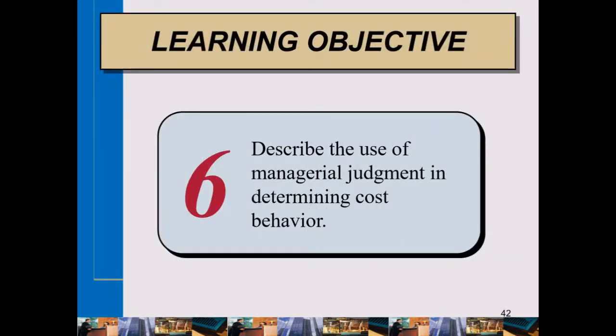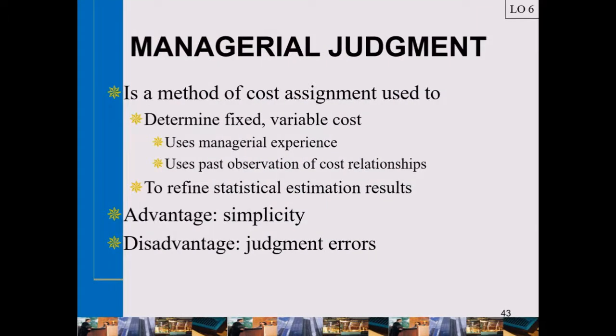Now, the last method of determining cost behavior is your managerial judgment. When you say managerial judgment, which is widely used in the industry, it is when managers simply use their experience and past observations of cost relationship to determine the variable and fixed cost. This method, however, may take a number of forms. Some managers simply assign particular activity costs to the fixed category and others to the variable category, ignoring the possibility of mixed costs. So again, it would differ on the person who makes the judgment.